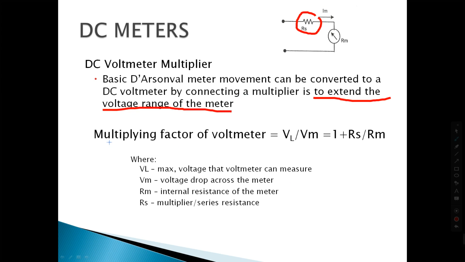So again, we will see the formula of the multiplying factor of the voltmeter. We have VL over VM, or the max voltage over the voltage drop across the meter, which is equal to 1 plus RS over RM. This time, we have the series resistance over the internal resistance of the meter, plus 1, which is what we call the multiplying factor of the voltmeter.